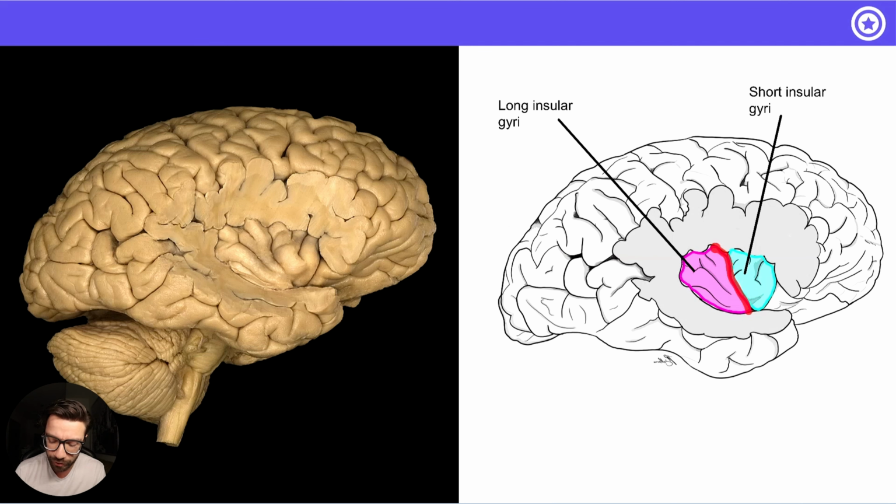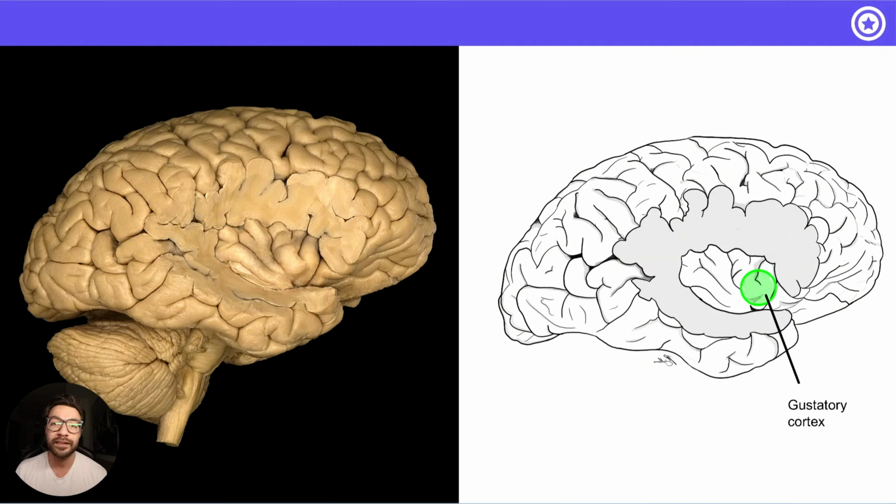So the long insular gyri are going to be found posterior in that posterior insular cortex, whereas the short insular gyri, well, these are going to be found anterior in that anterior insular cortex. And you can see here's that clear boundary separating the short insular gyri from the long insular gyri. And then finally, the insular cortex is where we house our gustatory center. So this region right here, within that anterior insular cortex, where those short insular gyri are found, that's where we're going to have that gustatory center right here.